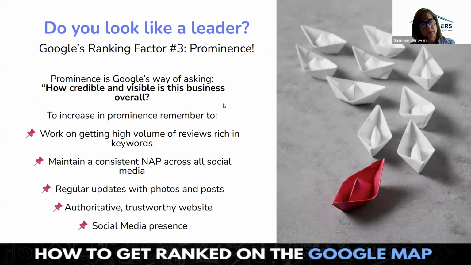So Google Business Profile looks good. What about everything else, right? So looking at the reviews, there are high volume of keywords in those reviews. The NAP, right? Name, address, phone number. It's the same across everything, your directories, your social media, everywhere. They're updating with posts and photos. Okay, Google's going, okay, this all looks good, right?